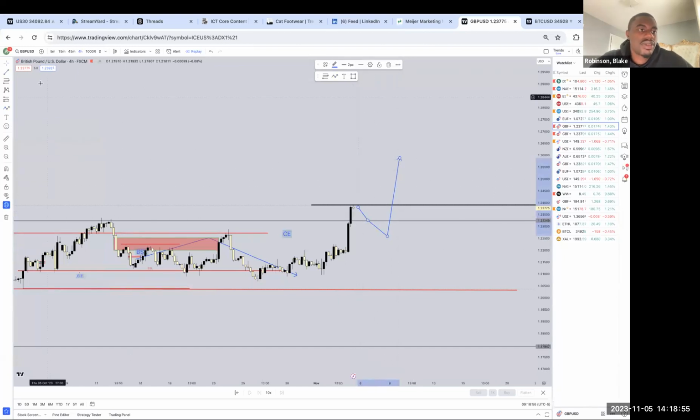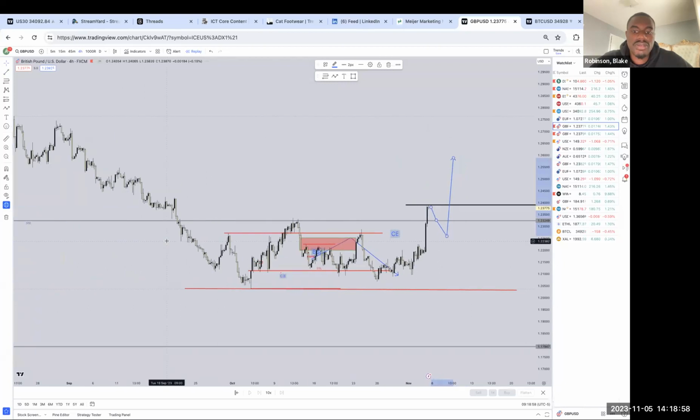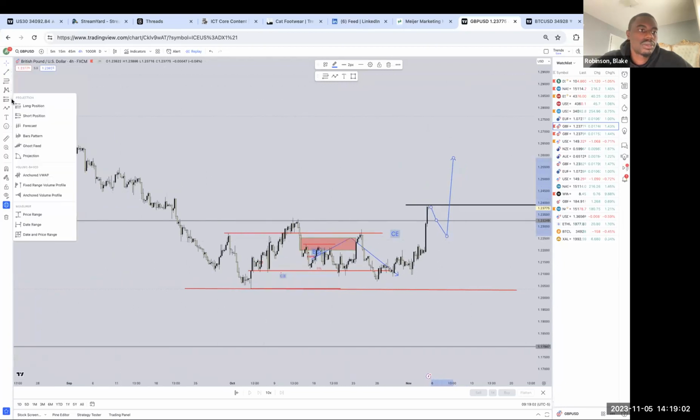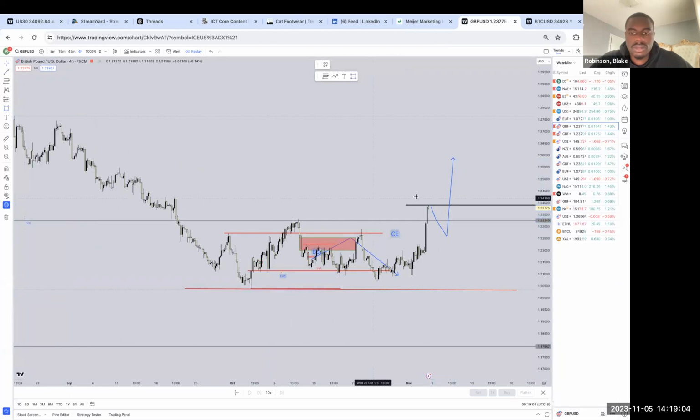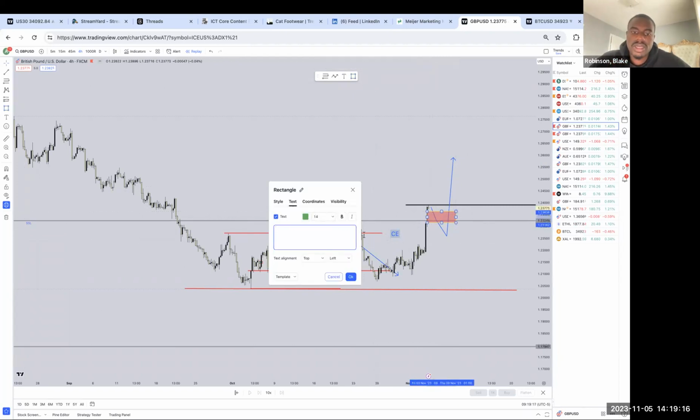But this fair value gap on the 4 hour time frame runs from 1.2636 to 1.23116, so it's about 50 pips. I think we'll probably trade to that one. So Sunday, Monday, Tuesday, you should see a pullback, and then the rest of the week, trading higher.